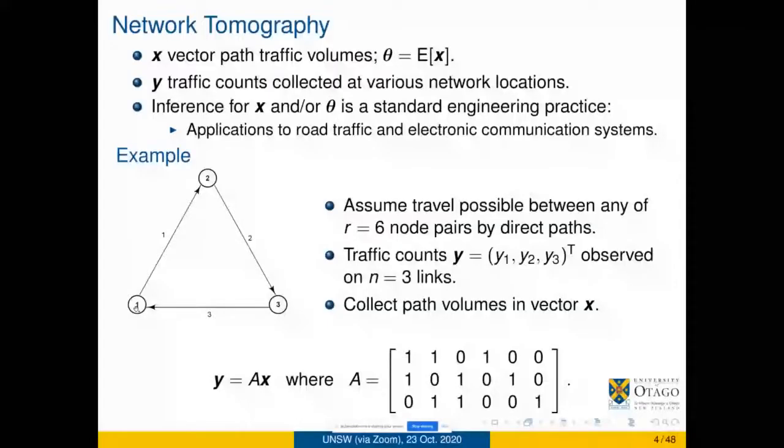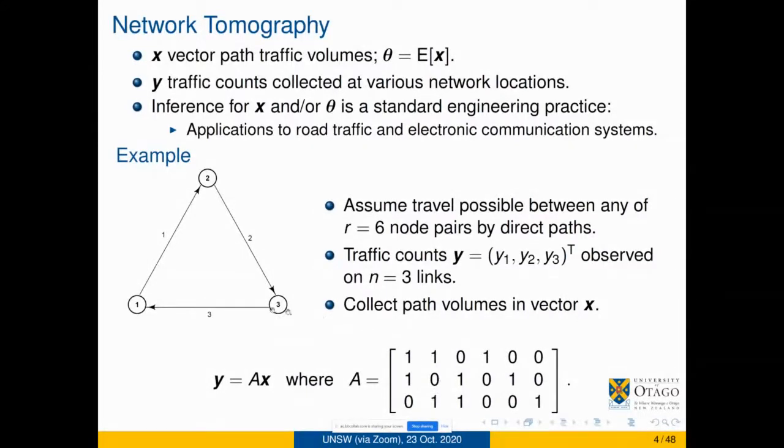The path that starts at node 1, goes through link 1, goes through link 2, and is destined for 3. So the first path connects node 1 to node 3. The second path, second column of A, uses links 3 and 1, and so that's the path that starts at node 3 and ends up at node 2, etc. Take a look at, for example, the very last path here, the sixth path. It just uses link 3, so that's the path which is about travel that originates at 3 and is destined for node 1.